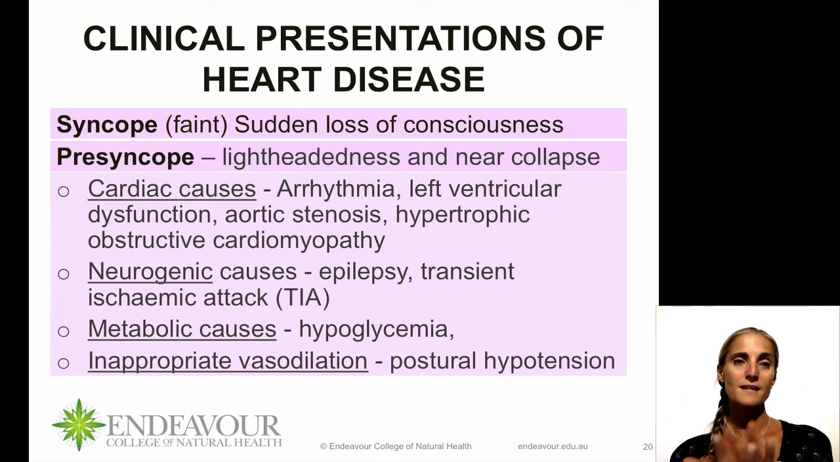There are, of course, cardiac causes of this listed here: arrhythmia, ventricular dysfunction, aortic stenosis. But also neurogenic causes need to be ruled out. So epilepsy, transient ischemic attack, and also through the autonomic nervous system. Things like when someone might see blood or something that shocks them, they can obviously faint. Metabolic causes, hypoglycemia is a common one, and inappropriate vasodilation.